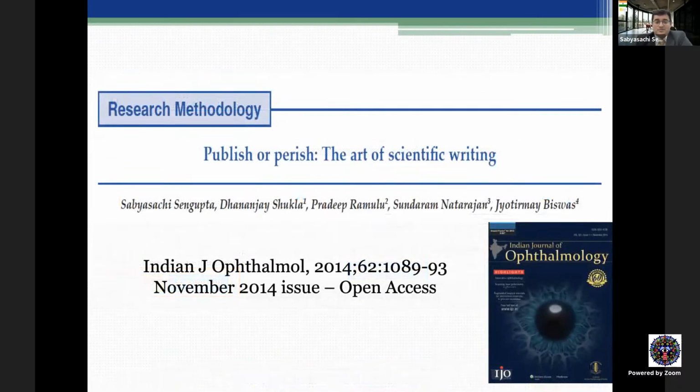There's another paper which I was fortunate to get published in the IJO. It was written in 2014, but believe me, after 10 years, it's still very valid, and it talks about the art of scientific writing. Pretty much whatever we discussed about the IMRAD, that is introduction, methods, results, and discussion, is part of this paper. It's of course free to download, and it has been downloaded more than 6,000 times. So this is something which you can also take a look at.